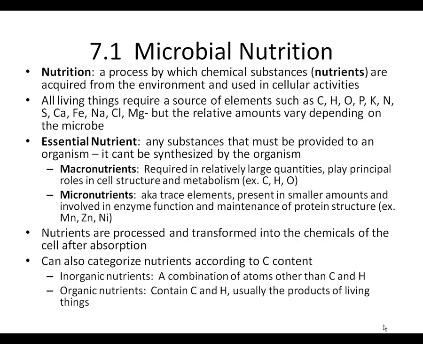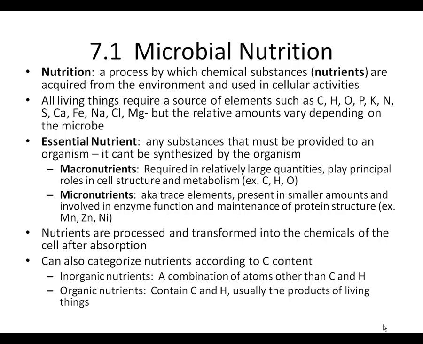We can divide our nutrients into macronutrients. These are going to be nutrients that we need in large quantities because they're going to play some very principal roles in cell structure as well as cell metabolism. Micronutrients, these are the things that we call our trace elements. These are going to be required in smaller amounts, and these are generally going to be involved in things like enzyme function, maintenance of protein structure, things like that, the eukaryotic genetics, those kinds of things.